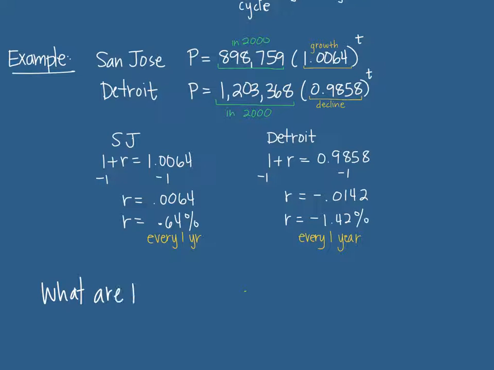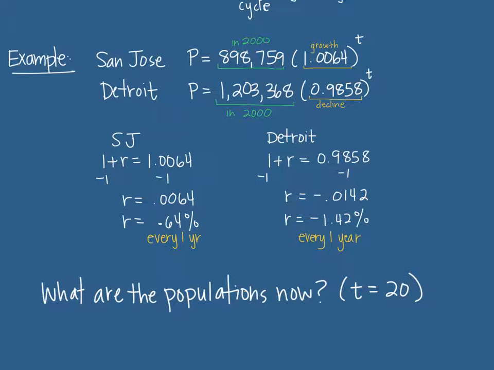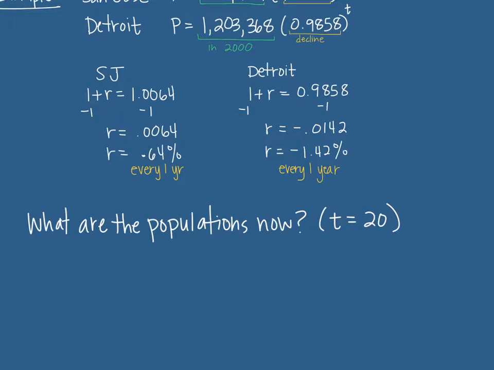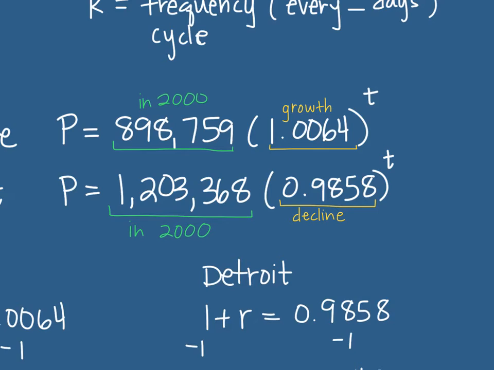What are the populations now? And we're going to do t equals 20, which is going to represent 2020. So it's 20 years later. So I would encourage you to use VARs on your calculator, which is why I had you get it out. All right, can you go ahead and get out your calculators and put those two, one into Y1 and one into Y2. And we'll find the populations of the two cities now.